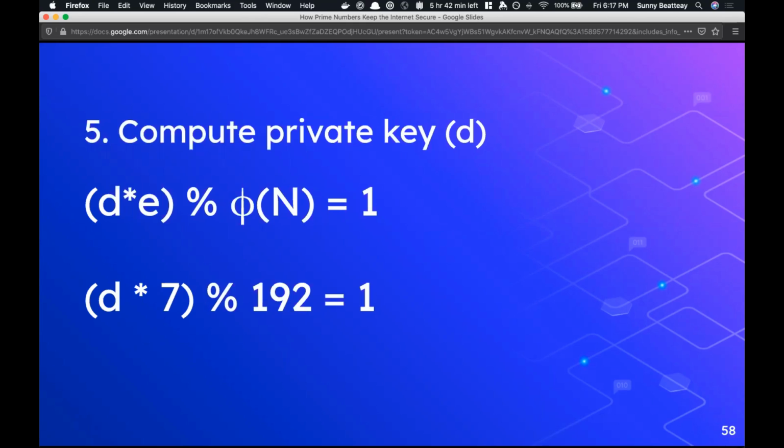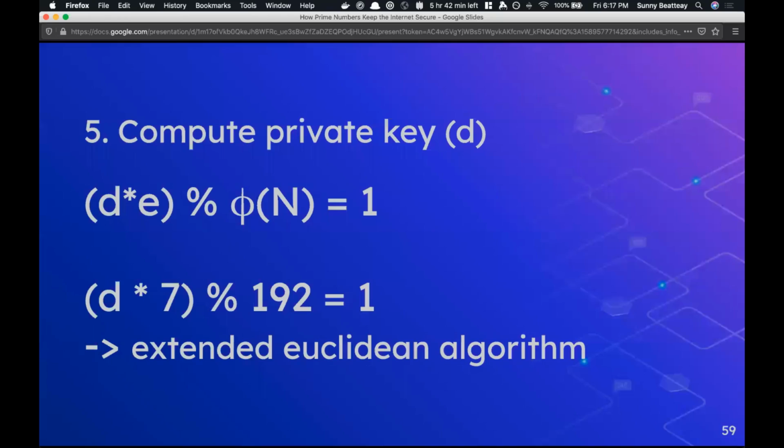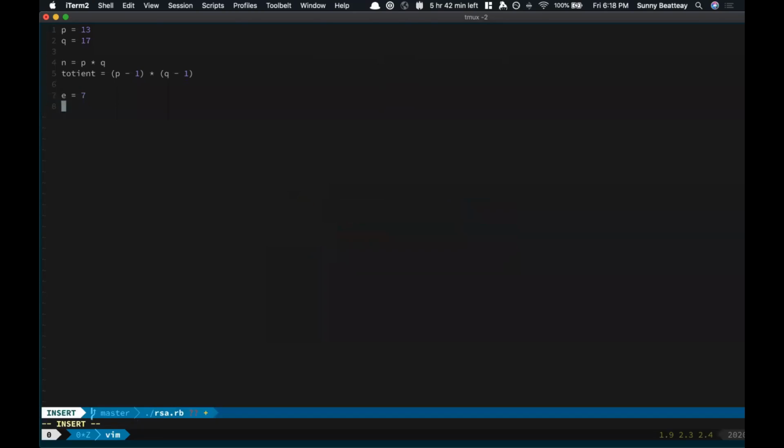There is a way of doing this with an actual algorithm, and the algorithm is called the extended Euclidean algorithm. We're just going to call it EEA because it's a tongue twister. We could use the EEA to find D, but the EEA is outside the scope of this presentation. It's not super difficult, but it would take me a while to explain. So we're actually going to cheat a little bit. Since we're using small numbers, we can just loop through values of D until we fulfill this equation.